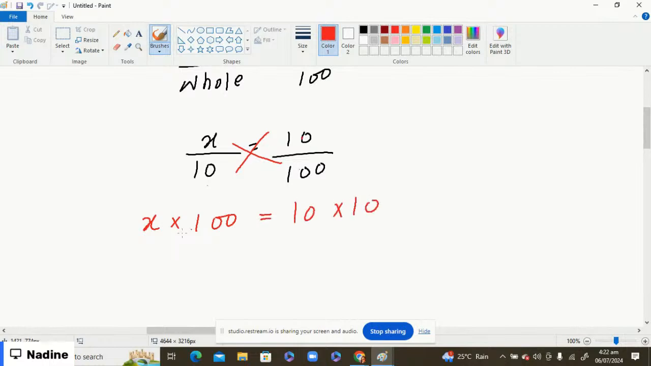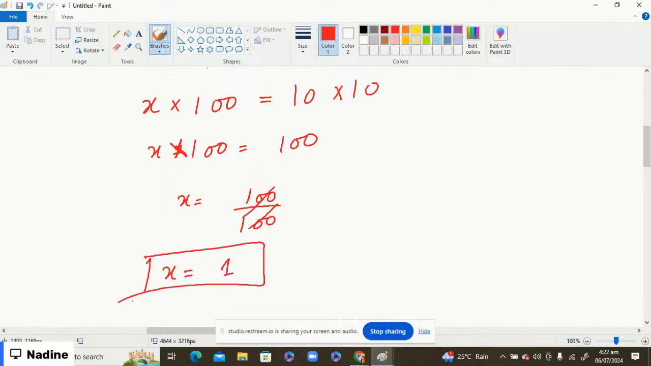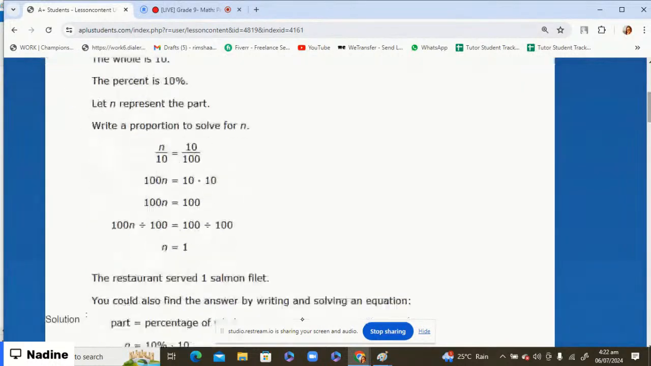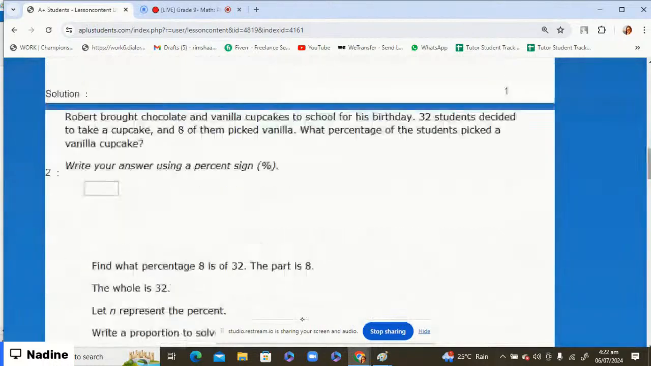10 times 10. So x times 100 is equal to 100. So x is equal to 100 over 100. So what is the value of x? Which is 1. Alright, so this is your part value. Hope you got it. This is the formula that we are using: part over whole equals percent over 100.